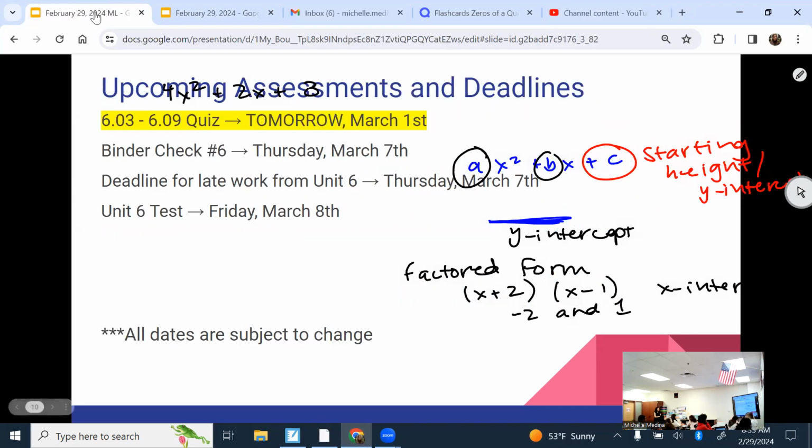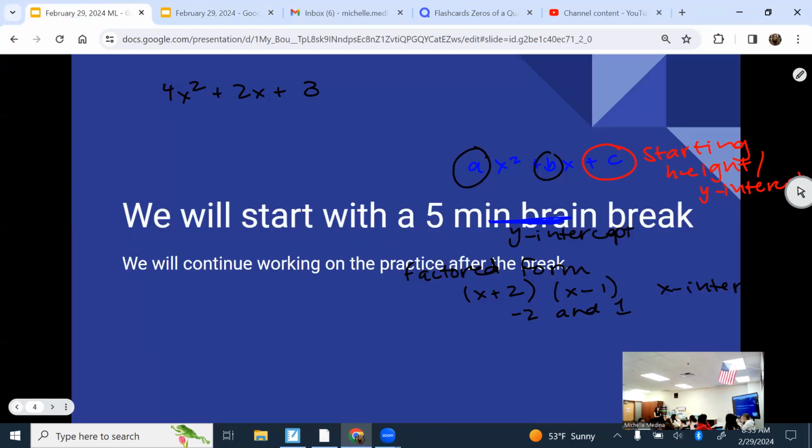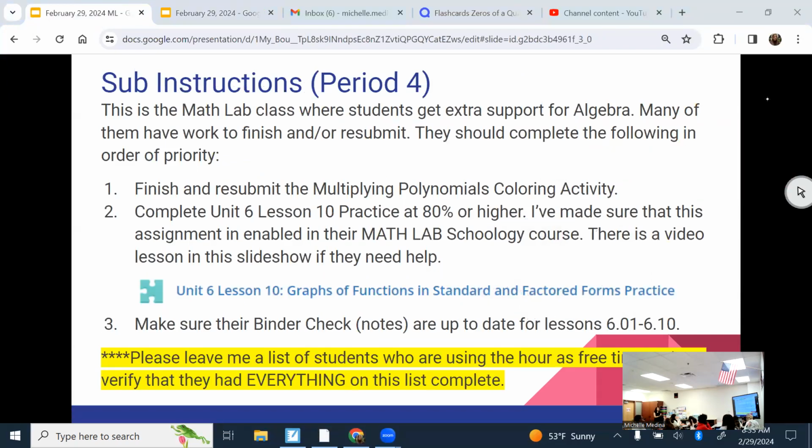Do I have a to-do list in here? I guess I don't. Maybe I put it in here because my 4th hour is having a sub later, so I put it in this list. So here's what you should do in order of priority. If you have not finished and resubmitted that coloring activity for multiplying polynomials, maybe make that your first priority, because it will be a grade in math and in algebra.